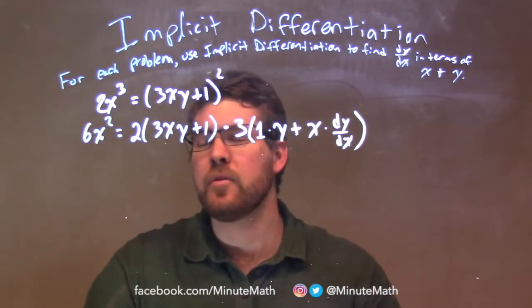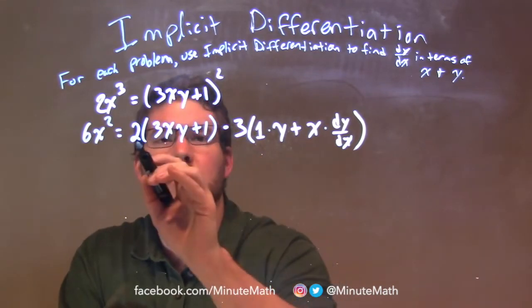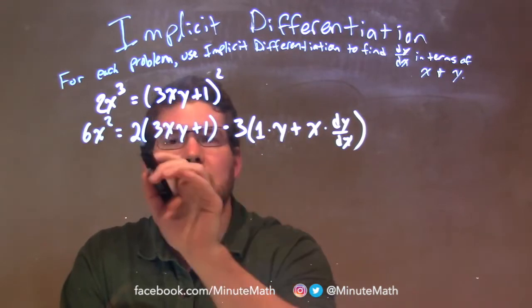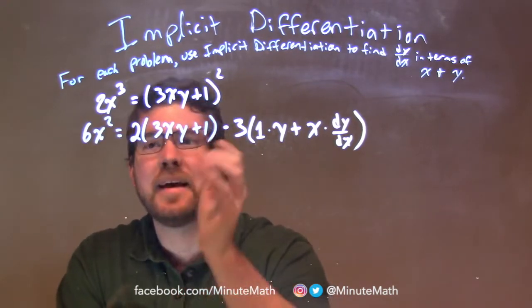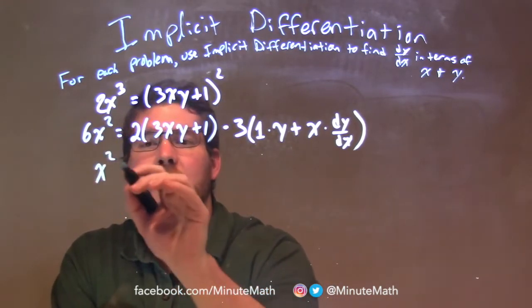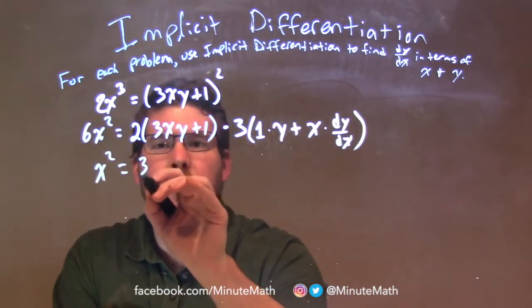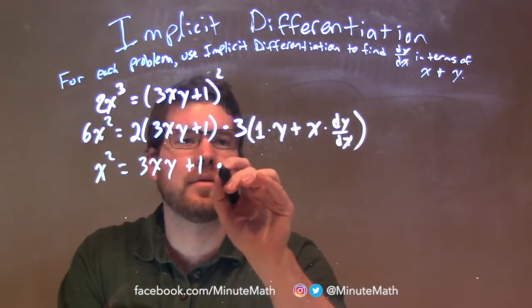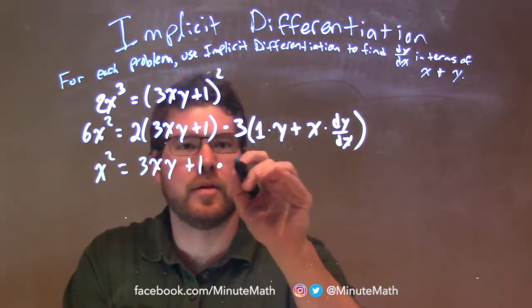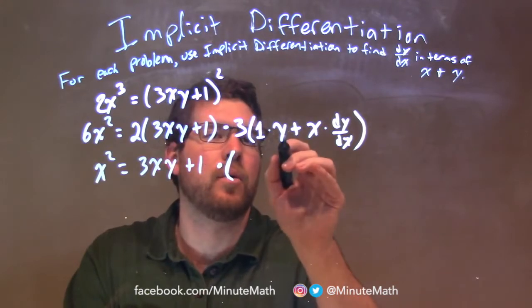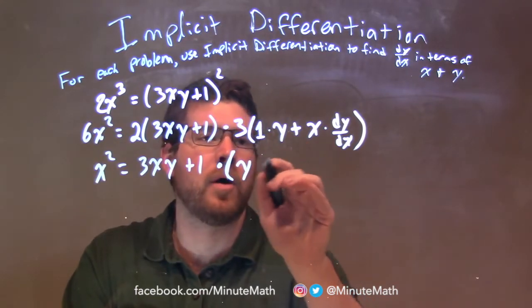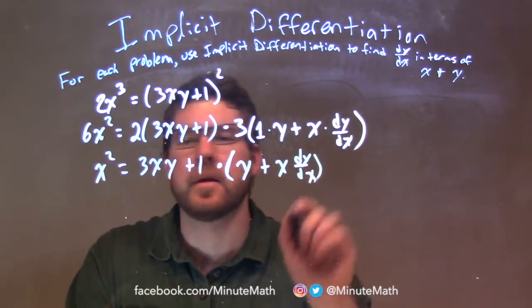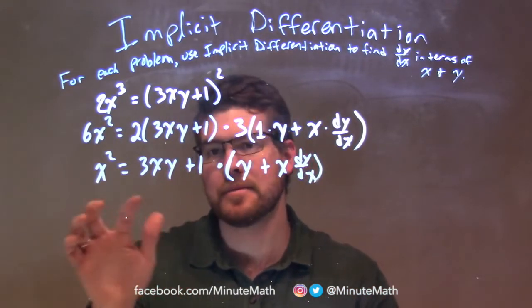Okay? So it's really up to you. I see a 2 and a 3 being multiplied, the times 3 here and the 2 that's up front. That together gives me a 6. I divide that to both sides, leaving me with just an x squared by itself on the left. So let's bring down what's left over, 3xy plus 1, times, and this whole thing would be multiplication, parentheses, so 1 times y is y plus x dy dx.